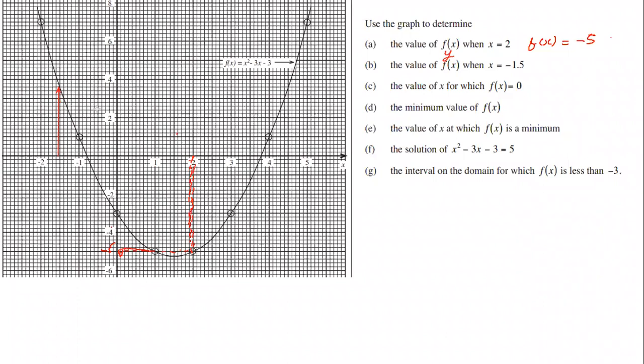How many lines after 3? 2. 2, right? So each line is 0.2. So if you meet 2, that will be 3.4. 3.4. You get that? Yes, sir. Sir, always every small box is 0.2.